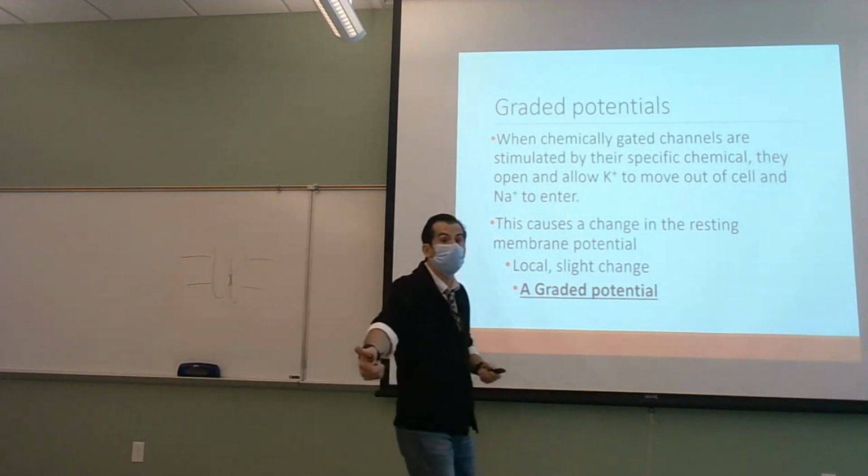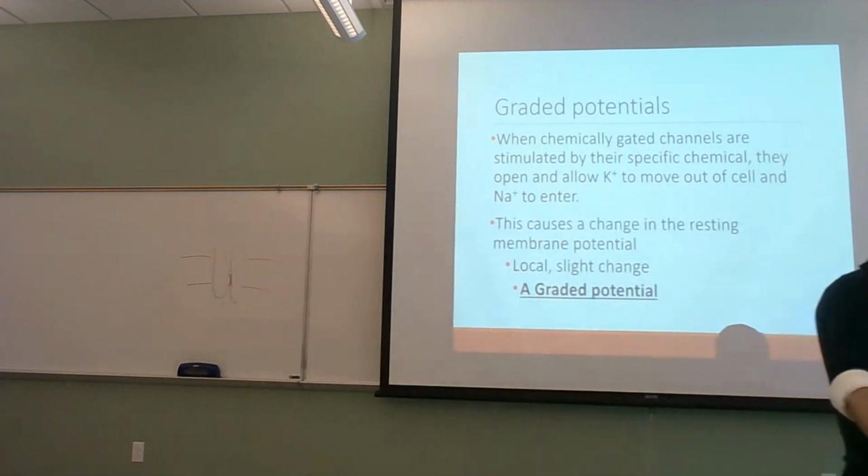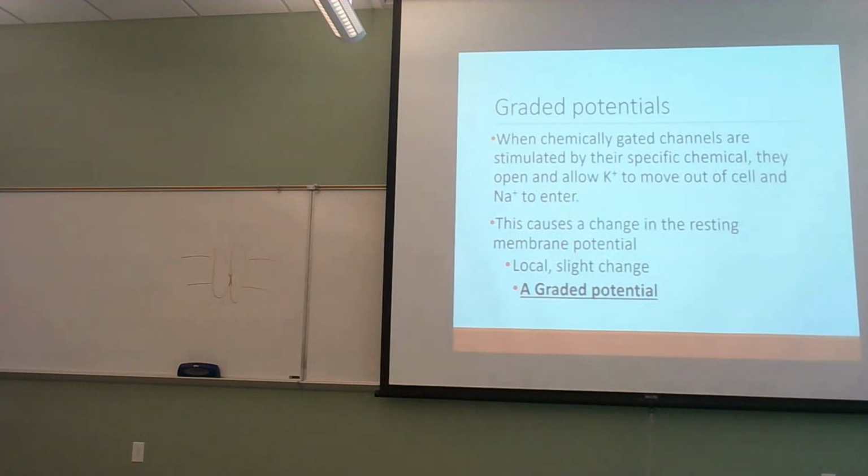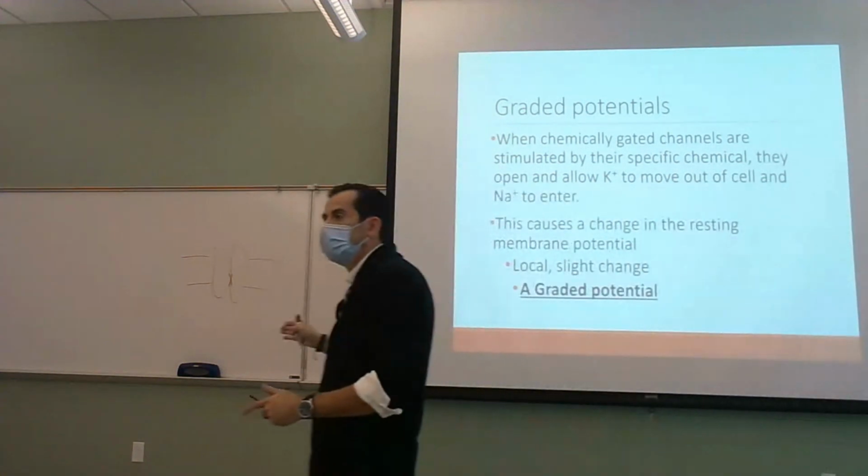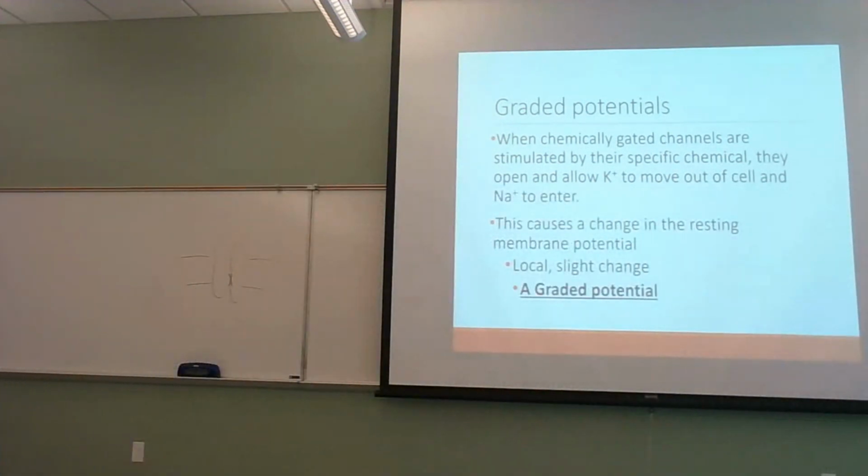Where in the cell will we see a graded potential? What parts of the neuron? Only the parts that have the chemically gated channels, which are dendrites and cell bodies. We only see chemically gated channels in dendrites and cell bodies, so therefore we only see graded potentials in dendrites and cell bodies.